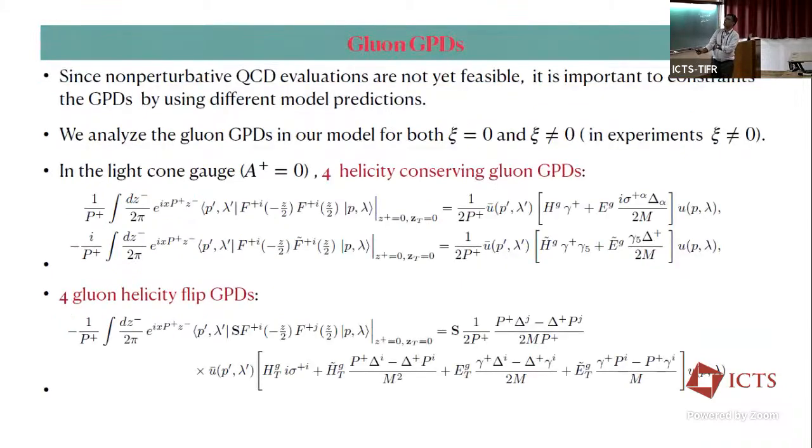So this is how you expand these correlators and get the different GPDs. These are the helicity conserving GPDs: H, E, H tilde and E tilde. And there are four helicity flip, or non-conserving, GPDs: H_T, H tilde_T, E_T, and E tilde_T. All these are in the light cone gauge that we have.